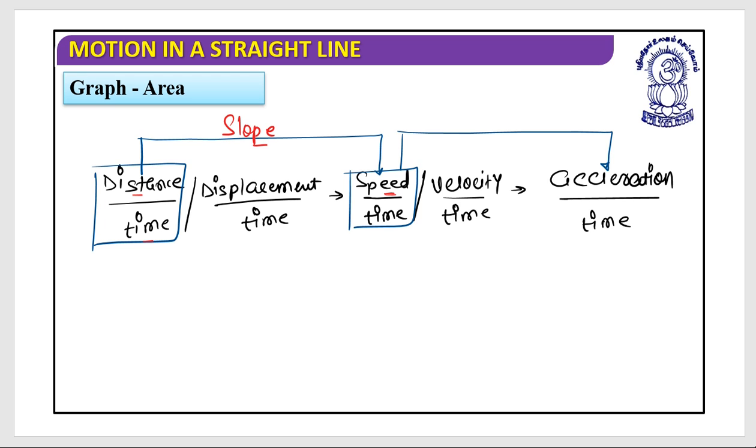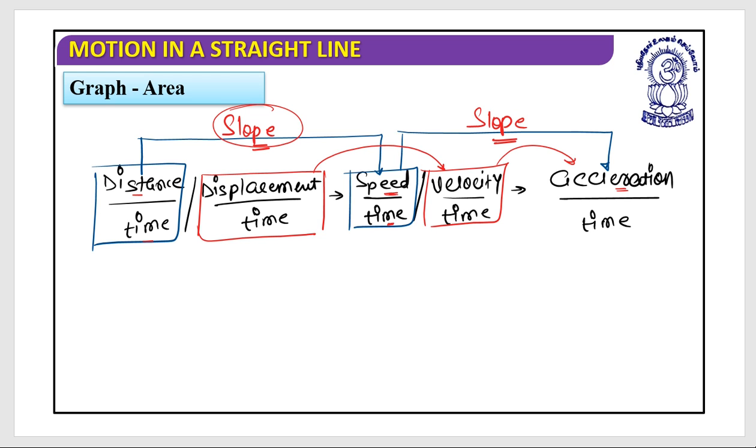So slope is required. Let's say we have been given a speed versus time graph and we need to find out the acceleration. What would be your answer? Yes, you are correct. I need to find out the slope of the graph. The same situation is there. Let's say I have been given a graph of displacement versus time and I need to find out the velocity. So I need to find out the slope. Let's say I have been given a graph of velocity versus time and I need to find out the acceleration. So I need to find out the slope.